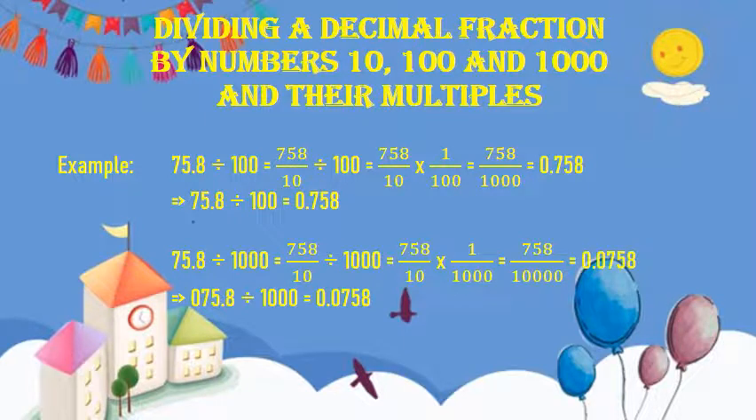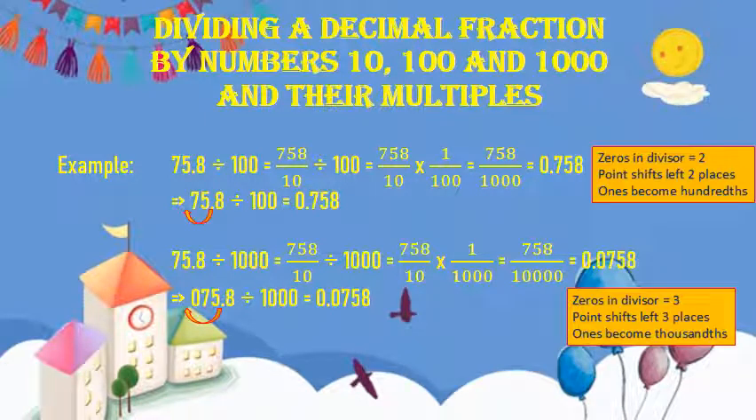Now children, in the same way, if we divide 75.8, that is the same decimal fraction, by 100, then what will happen? 758 by 10 divided by 100, and then we will write the reciprocal and put the multiplication sign, that is 758 by 10 multiplied by 1 by 100, which is equal to 758 by 1000. And now we can write this common fraction as a decimal fraction, which is equal to 0.758.